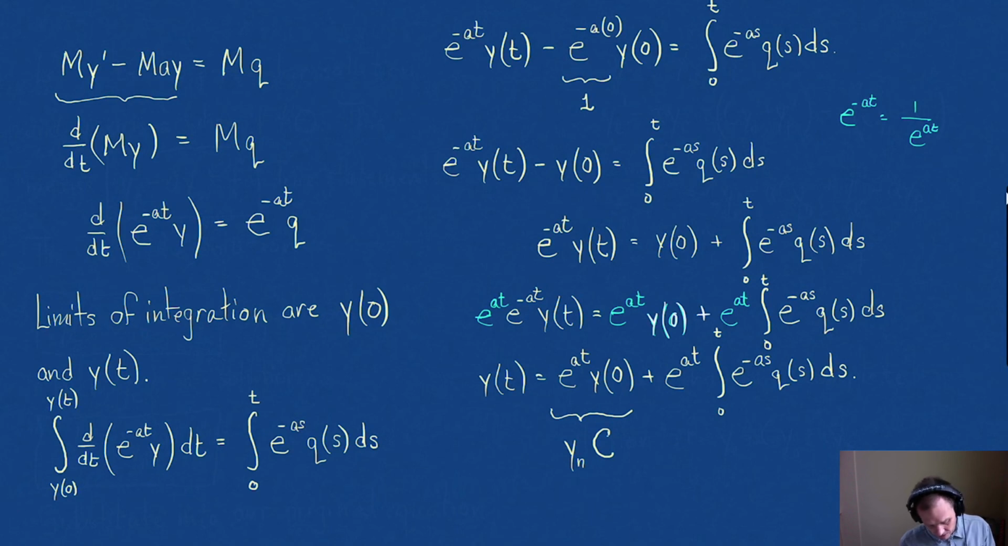And then the rest of this is going to give me y particular plus some other c1 y null. And obviously the y nulls will then be combined. So that is how we solve this differential equation for all cases. So in the upcoming videos, what we're going to do is study what happens for different input functions, what happens for different functions for q.